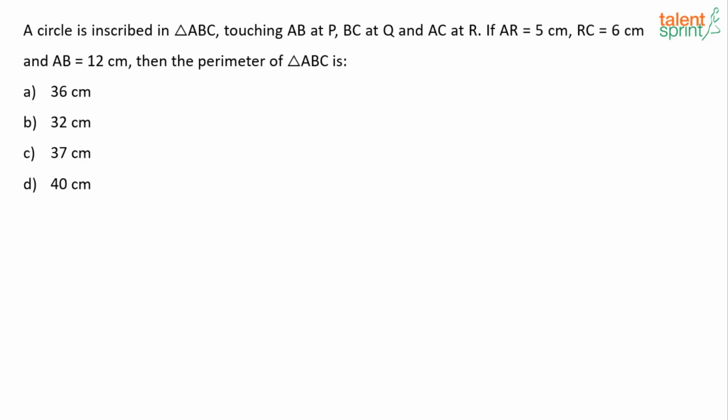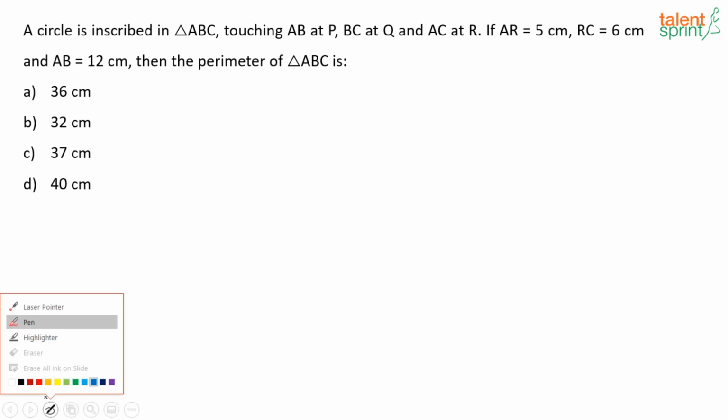Let's take up the next question, and this one is from geometry. So from arithmetic and aptitude to algebra to geometry, trying to take a mix from different topics. Here's the question on your screens now. A circle is inscribed in triangle ABC, touching AB at P, BC at Q, AC at R. If AR is 5, RC is 6, and AB is 12, then the perimeter of the triangle ABC is.